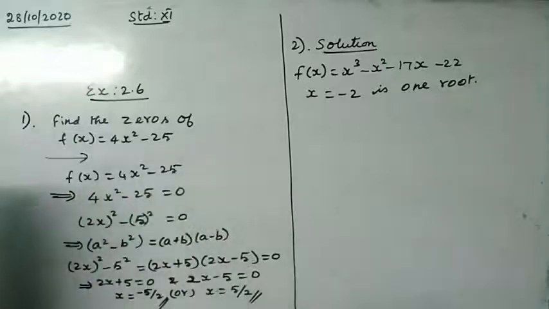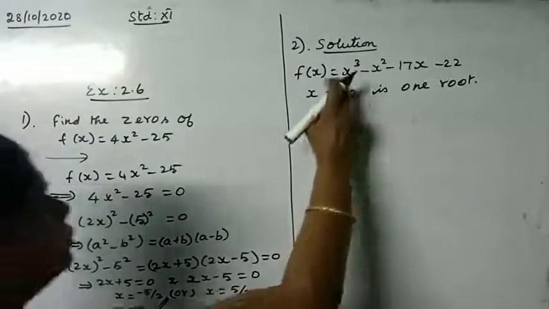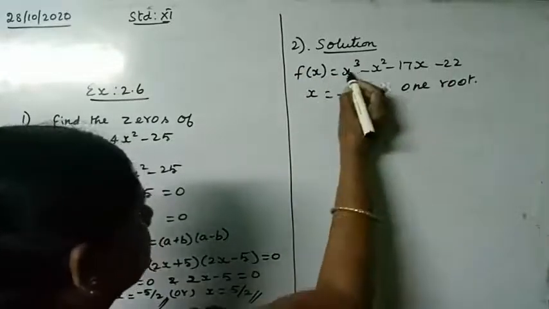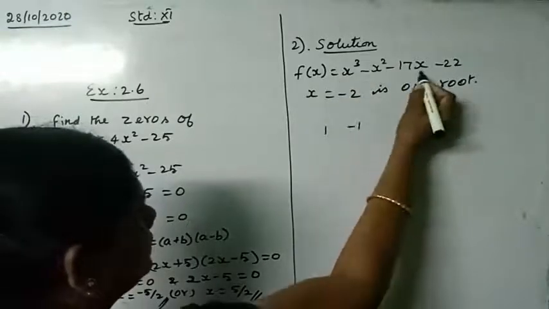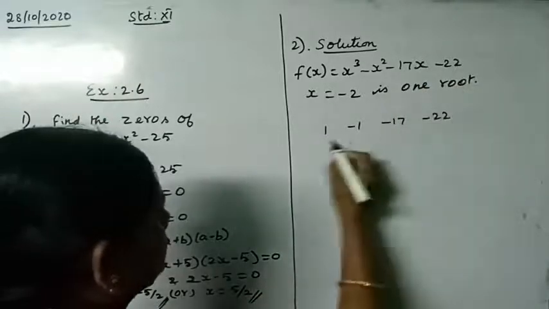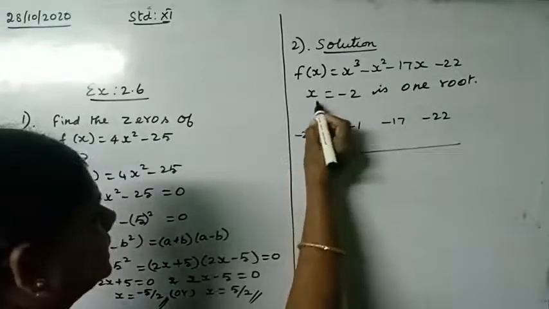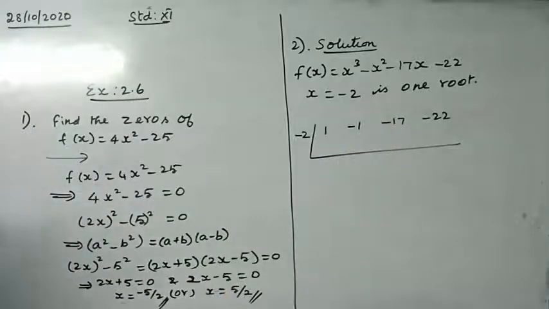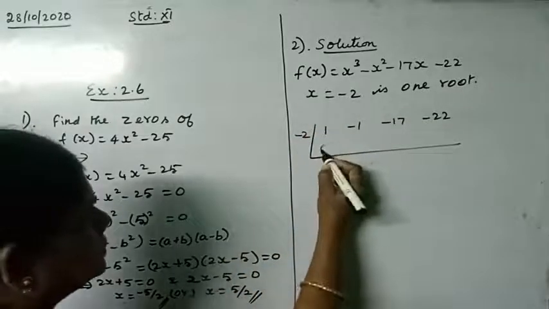Now since it is a cubic equation, very well we can go for synthetic division. Take the coefficients of f of x. The x cube coefficient is 1, the x square coefficient is -1, the x coefficient is -17 and the constant term is -22. Take the division with x is equal to -2, that is, x plus 2 is a factor. x is equal to -2 is one root. And how to do this? Do you remember this? Put a 0 here.